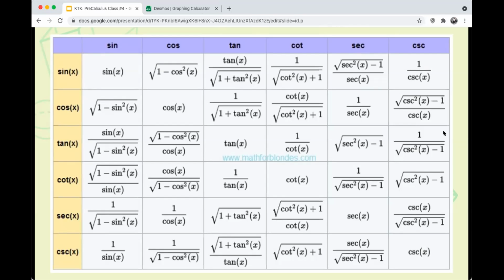So go ahead and take a screenshot of this. It might take a little too long to note this down. So I encourage you to take a screenshot of this, and it's very good for reference.